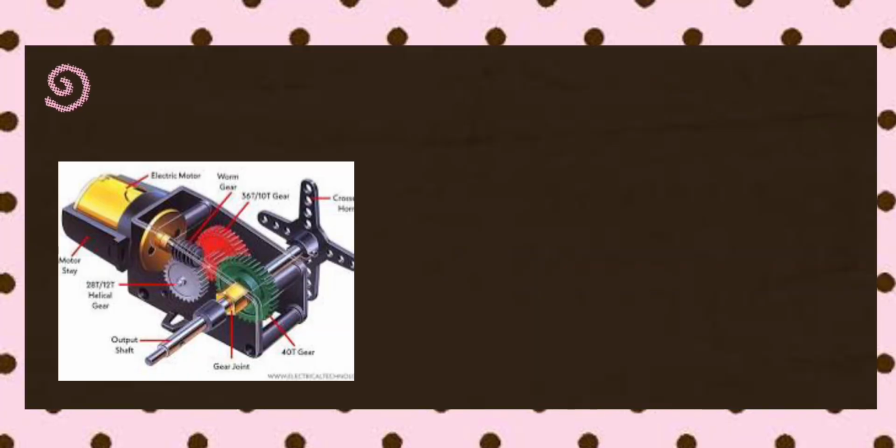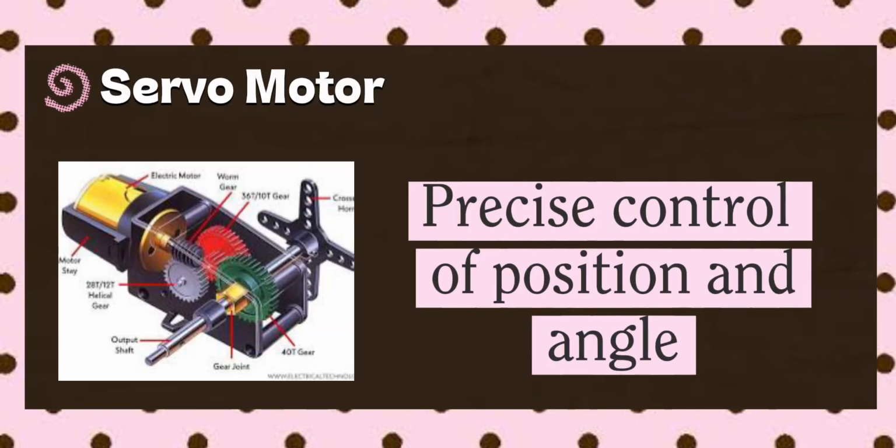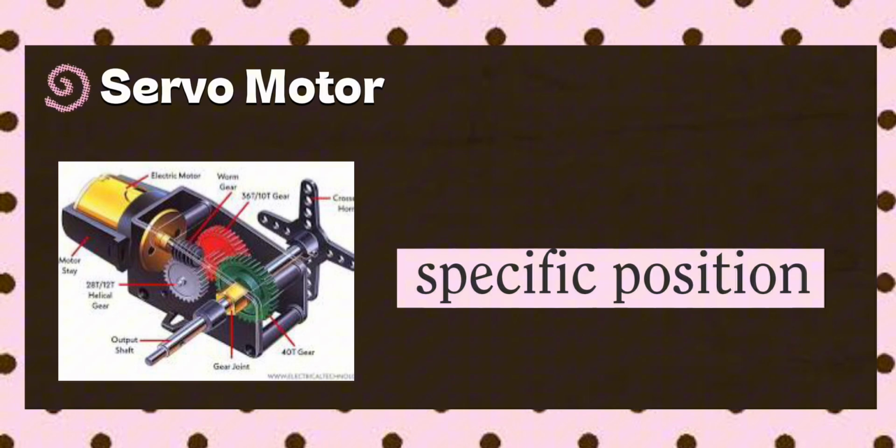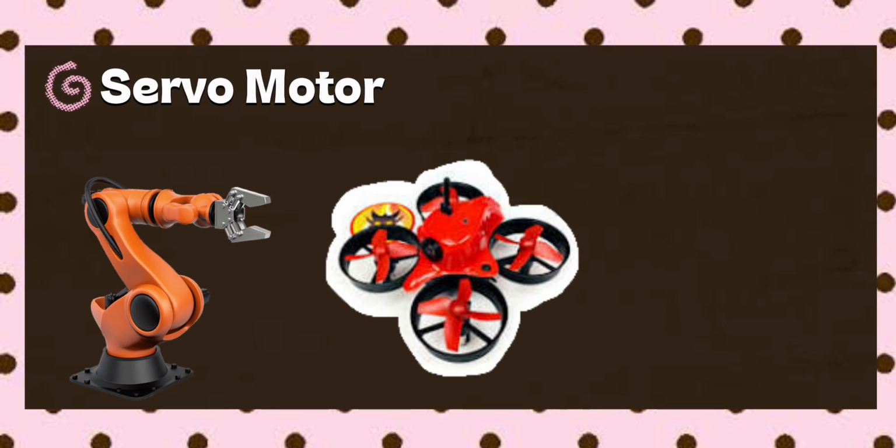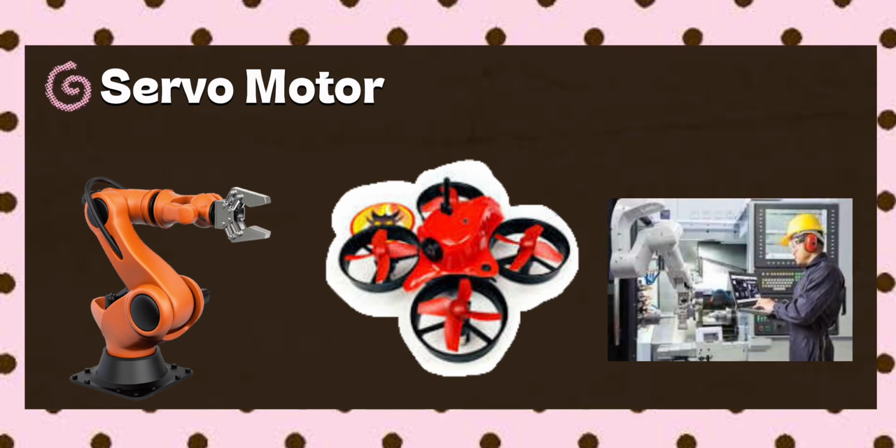Next on our list, we have our servo motor. A servo motor is designed for precise control of position and angle. Unlike a regular motor, it moves accurately to a specific position. In mechatronics, servo motors are used in robotic arms, drones, and automated machines that require accurate movement.